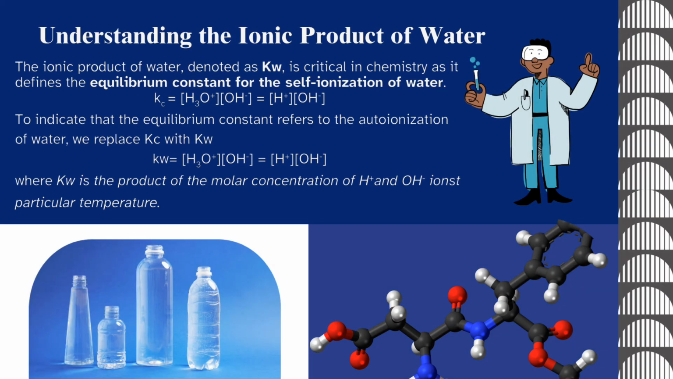We are talking about the ionic product of water, which is defined as the equilibrium constant for the self-ionization of water. We understand that water dissociates itself into ions, H and OH, and that if the equilibrium constant is equated to the ionic product of water, then the ionic product of water is equal to the concentration of the OH multiplied by the concentration of the H ions, and it happens at different temperatures.